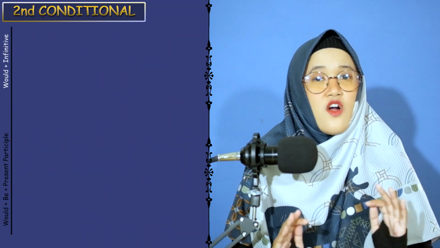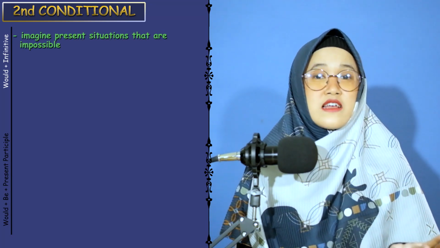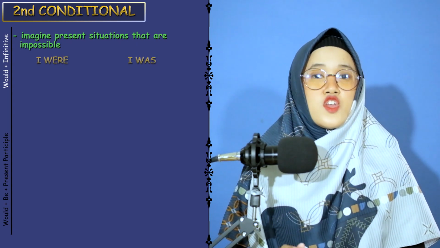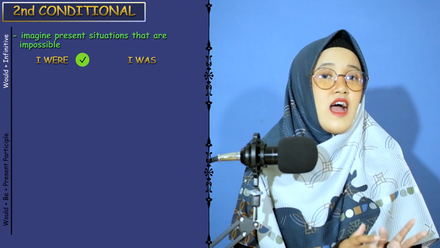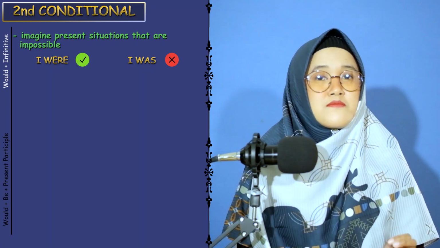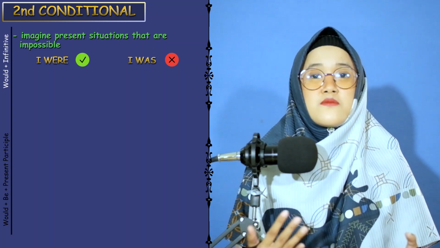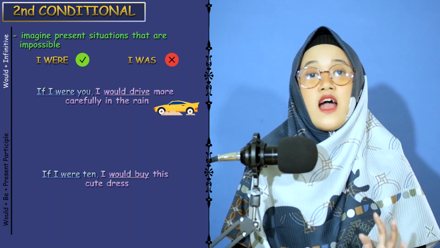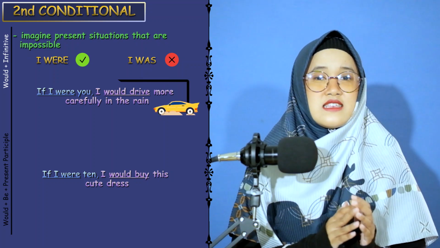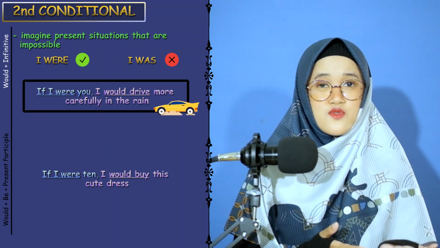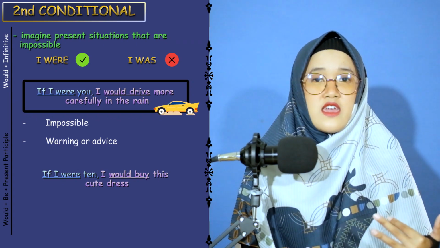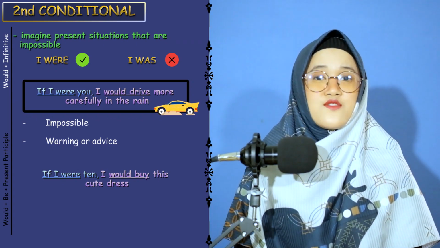The second conditional can also be used to imagine present situations that are impossible. In this case, use I were instead of I was. Yes, was is also possible, but some people consider were to be more correct. If I were you, I would drive more carefully in the rain. This is unreal because I'm not you. I can't be you. That's impossible. It is a good way of giving a warning or advice.